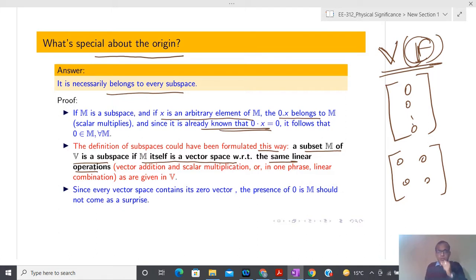Let us try to see one example. Suppose that something is rotating.